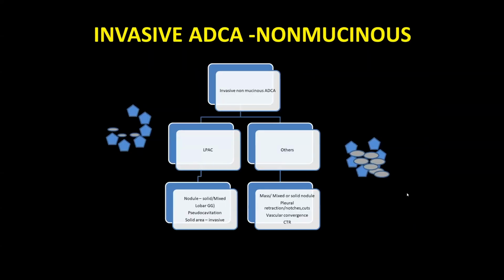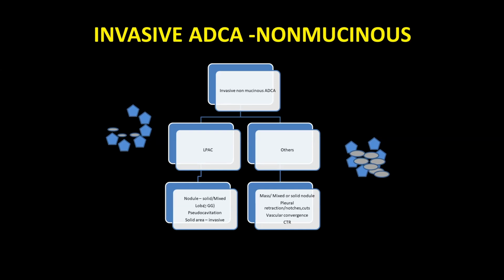Right. So we looked at the precursor lesions, and now a word about invasive non-mucinous adenocarcinoma and how it can present. That is divided again into the lipidic predominant adenocarcinoma or the others, depending on the cell type, acinar, papillary, and so on. The lipidic predominant adenocarcinoma can present as a nodule. As I said before, it can present as a pure ground glass nodule, or solid, or mixed. It can also present as just an extensive lobar ground glass opacity.